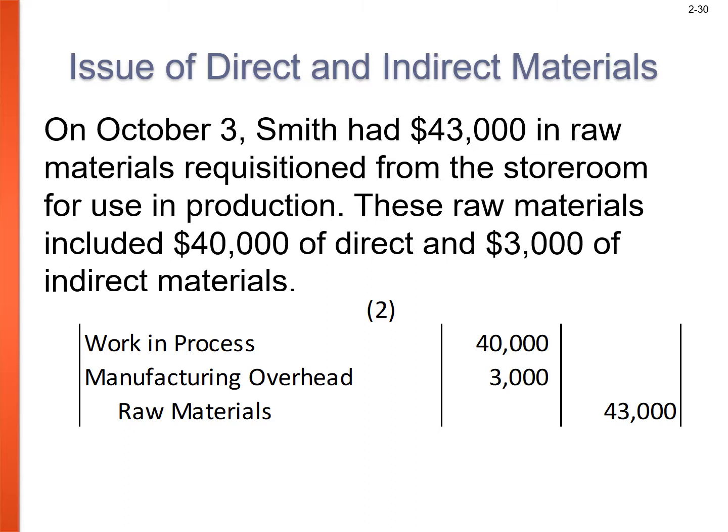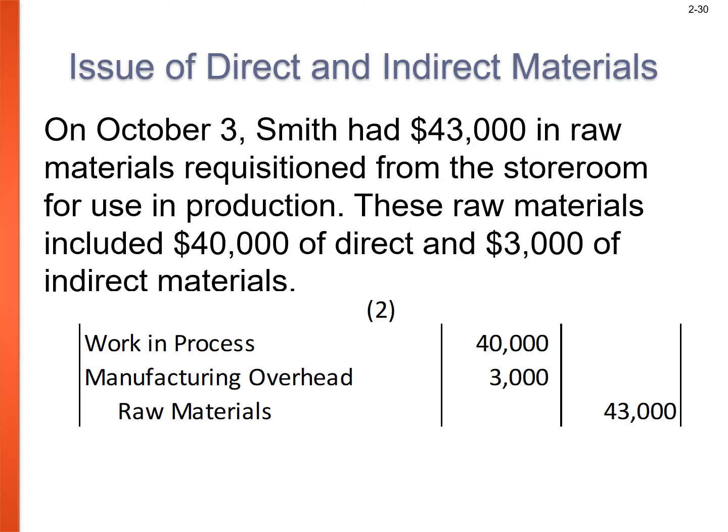On October 3rd, Smith had $43,000 in, and by the way, what I suggest is, as we start creating these accounts, make your own T accounts right in front of you. We're going to see them on the slides, but then you'll see them right in front of you as the stuff's actually occurring. So I'm going to do that too. I love T accounts. All right, so I started with my raw materials. It started with a debit balance of $5,000 from the last slide, and I just added $45,000 more. So that's my first inventory account.